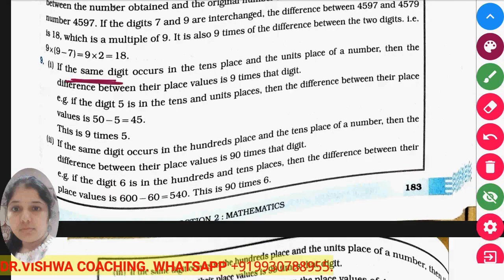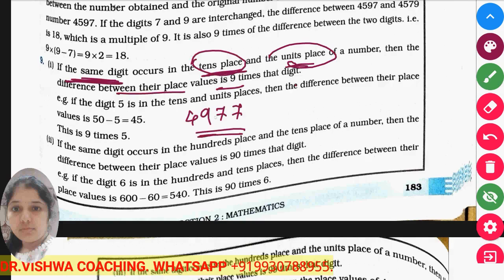If the digit is the same and we change the unit place, if the same digit occurs in tens place and unit place, then the difference between their place values is 9 times the digit. Now see, here there is no difference between the new number and old number, there is a difference between their place values. Say I have a number 4977. Now this 7 is the same at tens place and at unit place.